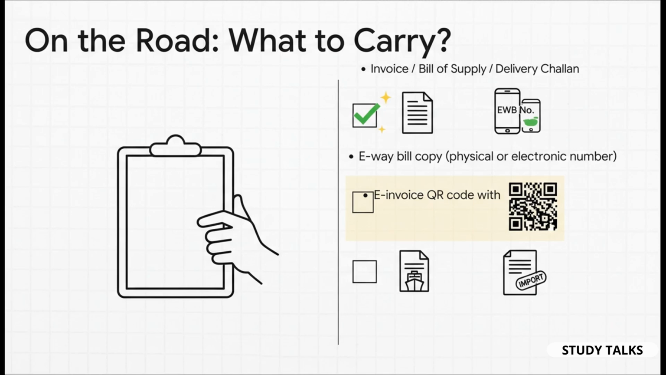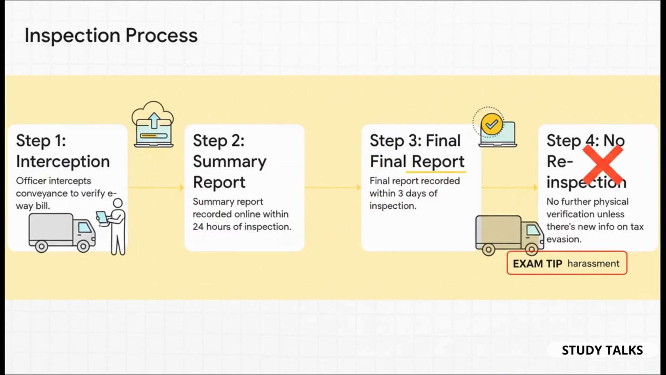Now, this can be a physical printout, or it can just be the e-way bill number shown on a phone. That is perfectly fine. And things get even easier if an e-invoice was issued. In that case, just the QR code on the e-invoice is enough. Oh, and one more thing. For imported goods, you also need to carry a copy of the bill of entry. So, what happens during a roadside check? An authorized officer can stop and inspect the vehicle. If they do an inspection, they have to upload a summary report online within 24 hours, and then a final report within 3 days.